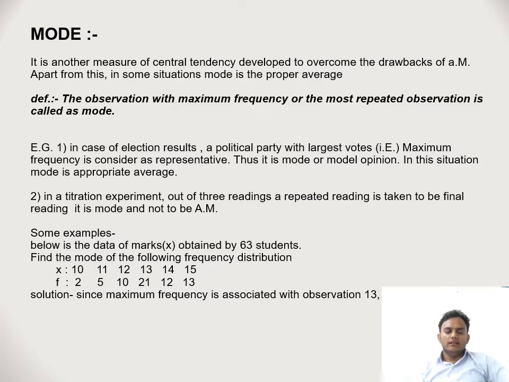Now let us see the second type of measure of central tendency, which is mode. It is another measure of central tendency developed to overcome the drawback of arithmetic mean. Apart from this, in some situations, mode is the proper average. The definition of mode is: the observation with maximum frequency, or the most repeated observation, is called mode.